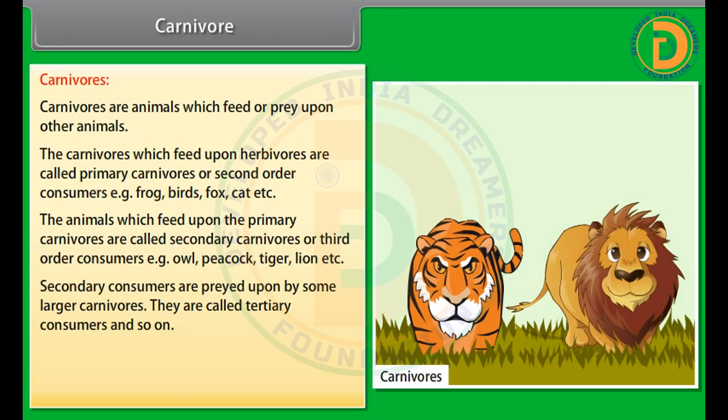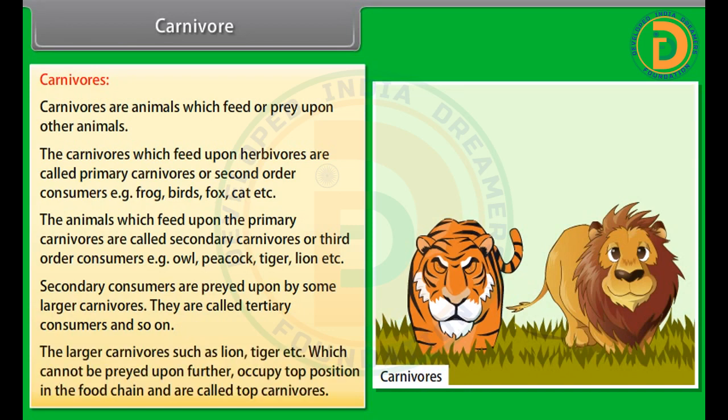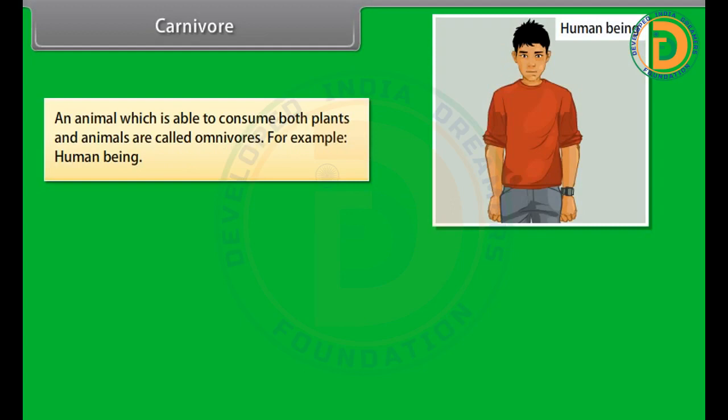Secondary consumers are preyed upon by some larger carnivores. They are called tertiary consumers and so on. The larger carnivores such as lion, tiger, etc., which cannot be preyed upon further, occupy the top position in the food chain and are called top carnivores.